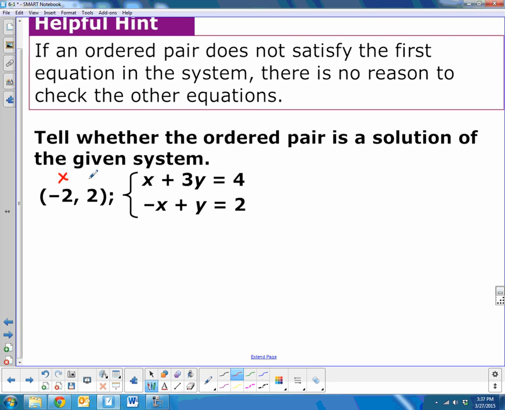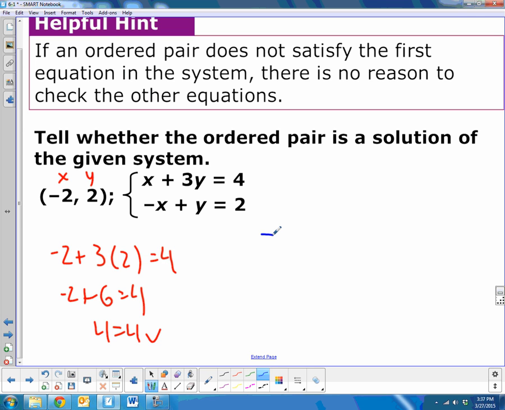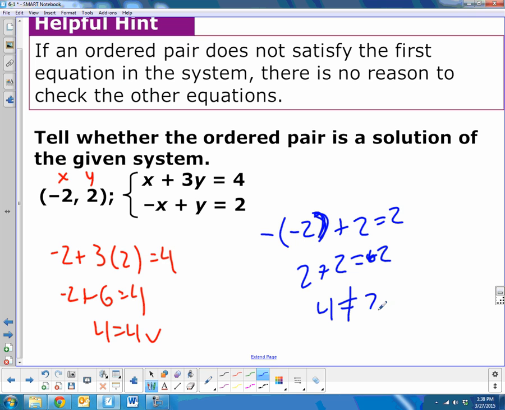So if I plug in my x and my y, for the first one, I get negative 2 plus 3 times 2 equals 4. Let's see, negative 2 plus 6 equals 4. Sure enough, 4 equals 4. Check. Good. Second one then, I go negative, the opposite of negative 2, opposite of x, plus 2 equals 2. Let's see, that's like positive 2, plus 2 equals 4. 4 does not equal 2, doesn't work. So no, this is not a solution to this system of linear equations.